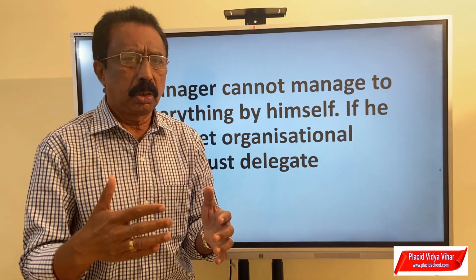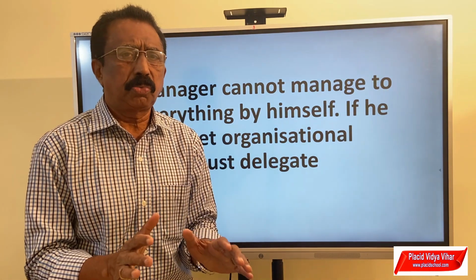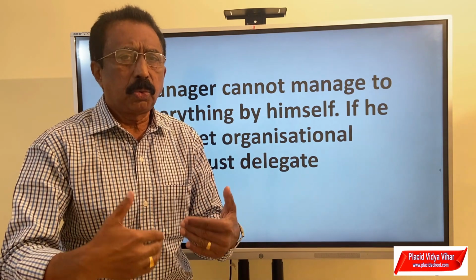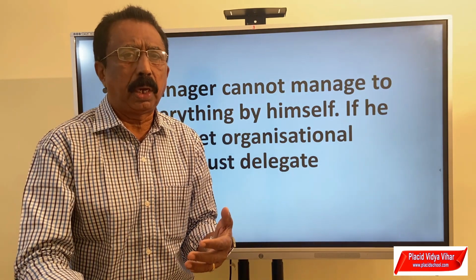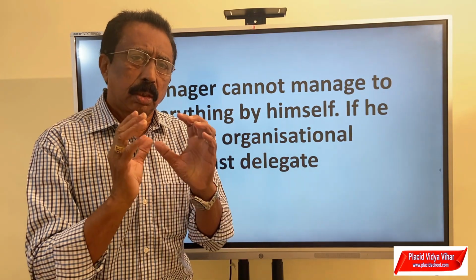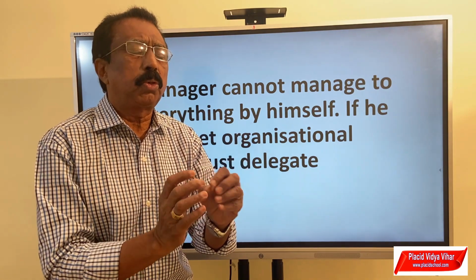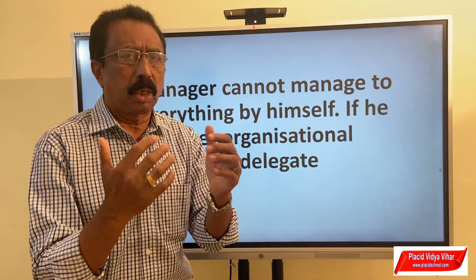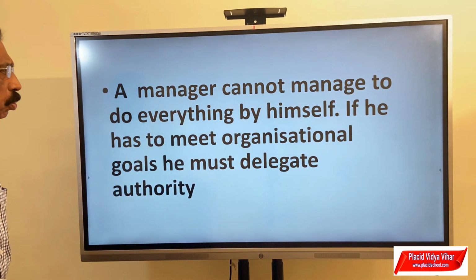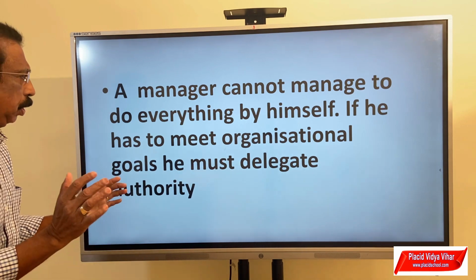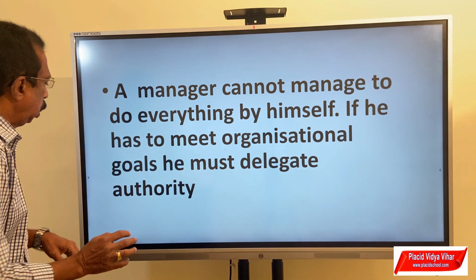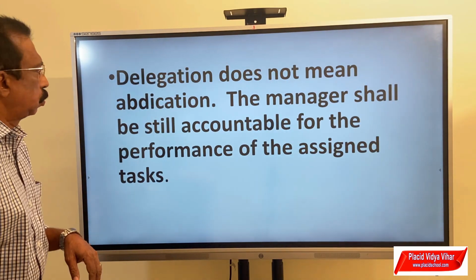If the sons and daughters are grown up, it is the usual custom in any family or any institution, in business, etc. The work will be divided to sons and daughters in the family, to the subordinates in the business organization. So there will be very few activities to be done by each individual, and they will be able to concentrate. That is why a manager cannot manage to do everything by himself. If he has to meet organizational goals, he must delegate authority, meaning power to take decisions.